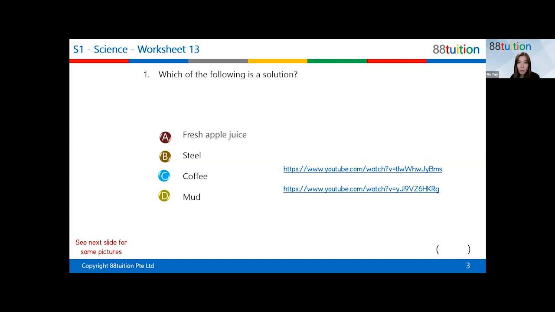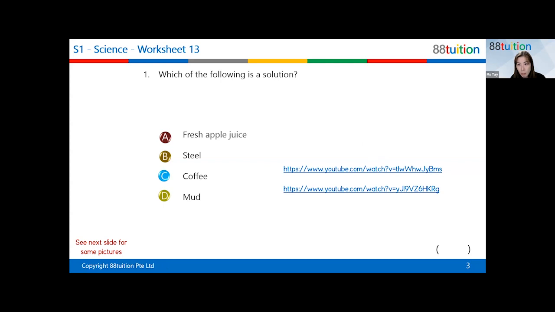Good, thank you. Okay, now let's look at question 1. Question 1, which of the following is a solution? These questions here can be tricky. Now, we had a similar question last week and we managed to understand what is required for this kind of question, right? If you look at the first part here, talking about fresh apple juice, do you think fresh apple juice is actually a solution? Yes or no? No, right? Why is it not a solution?